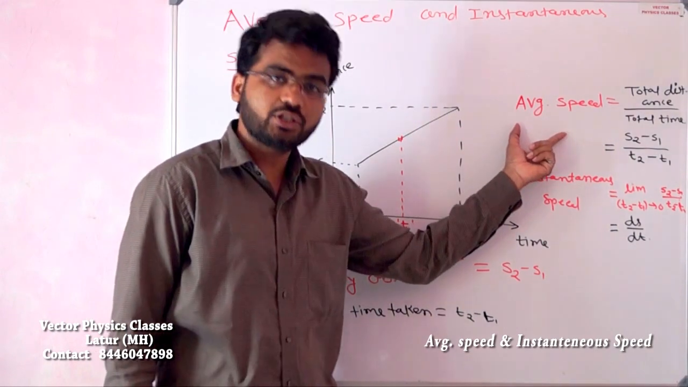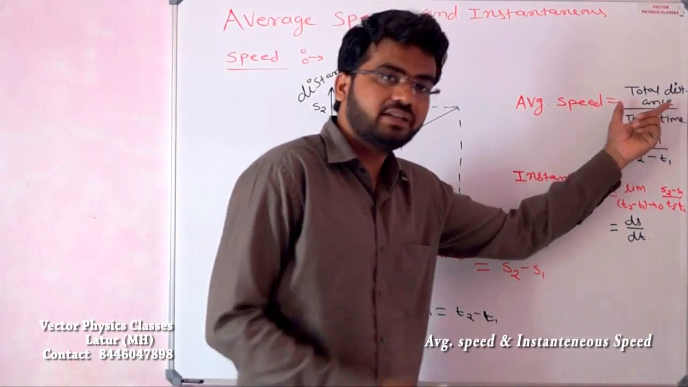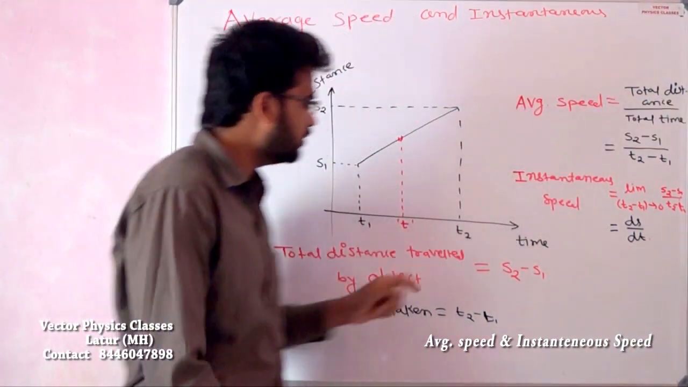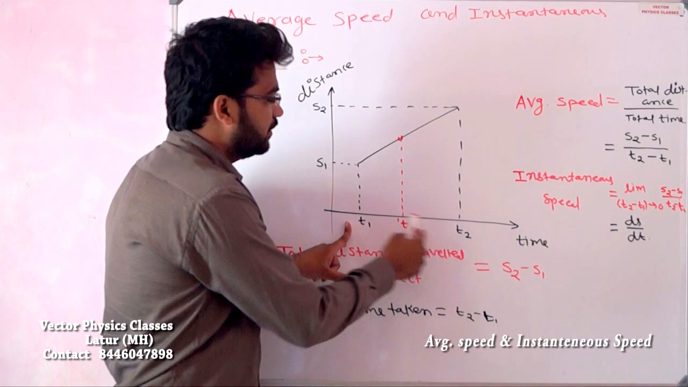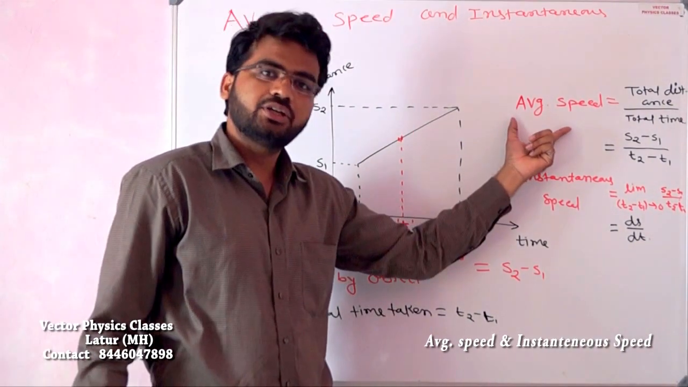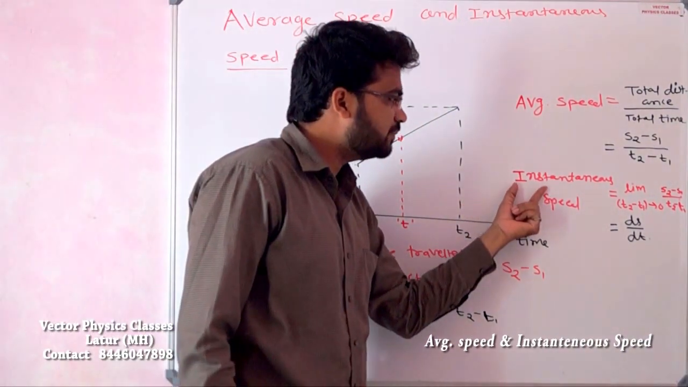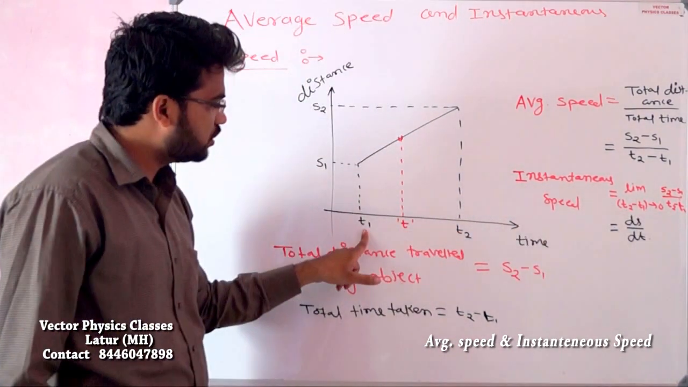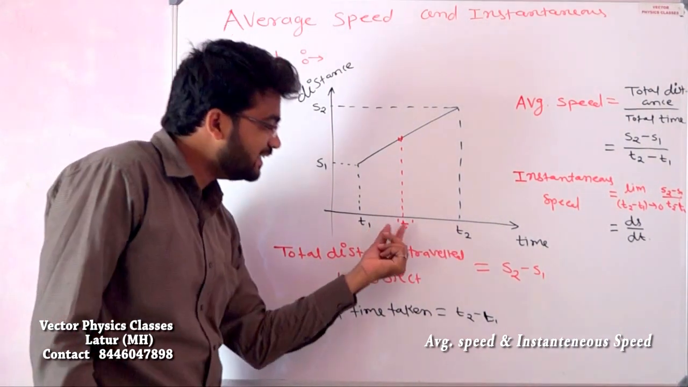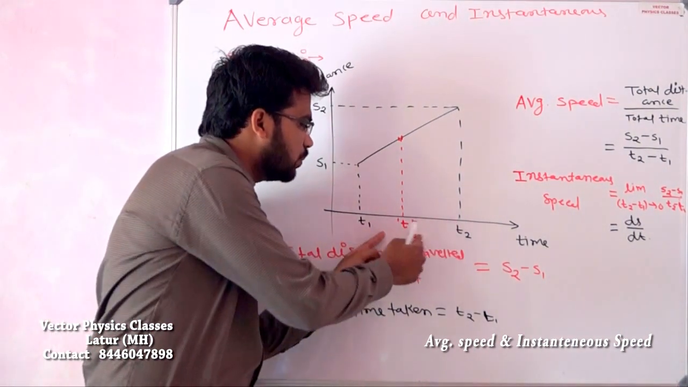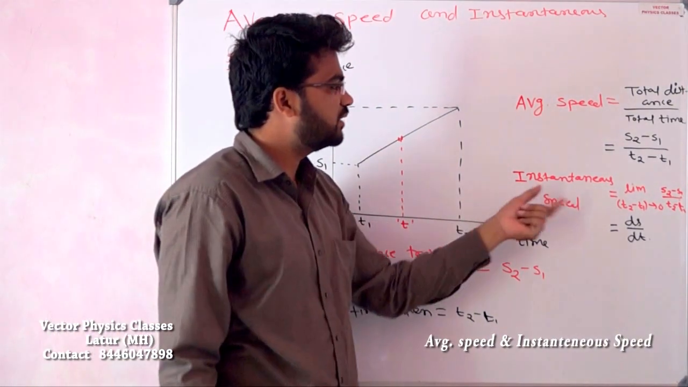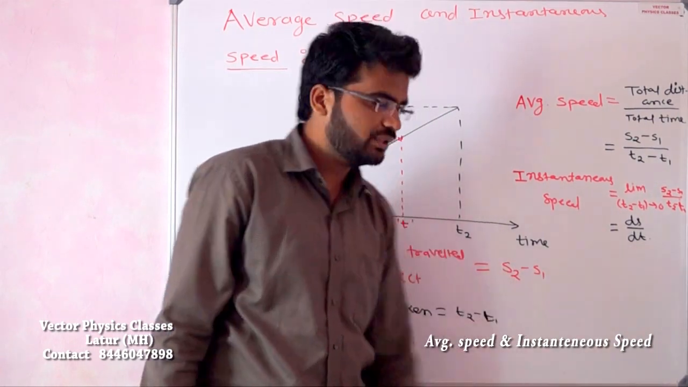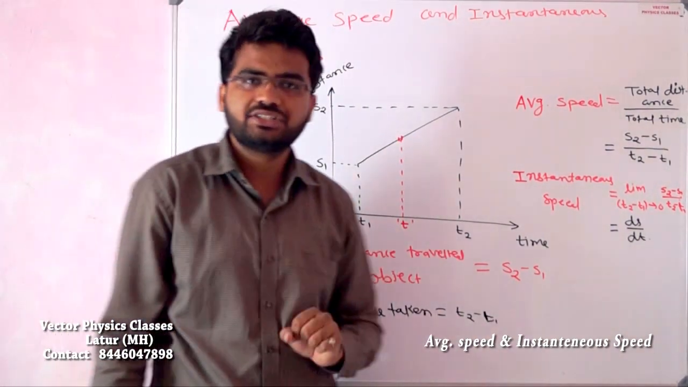So this is average speed. Okay, what is average speed? Total distance traveled by an object in a particular interval of time. Right? Total distance traveled by an object in a particular time is called average speed. And what is instantaneous speed? Instantaneous speed is nothing but if time interval t1 to t2 tending towards 0, right? Then at that time, that average speed is converted into the instantaneous speed, right? So this is all about average speed and instantaneous speed.